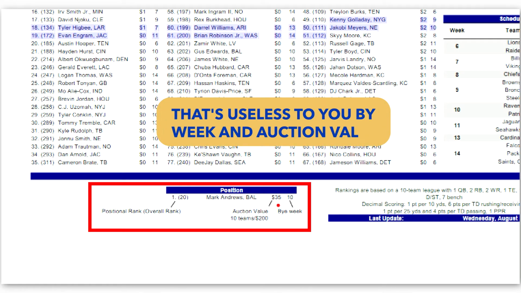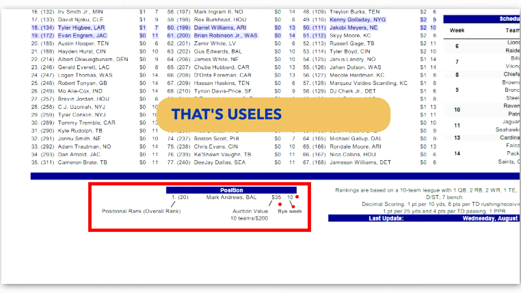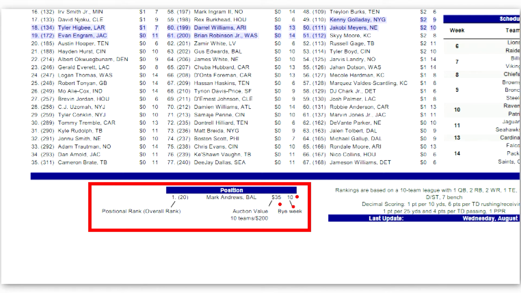You get a little additional info that's useless to you, bye week and auction value. Even that auction value, you might say, oh, well, that's useful. I'm at an auction. No, it's not, because the value, your auction value is going to be depending upon what the other values were that need to be set up according to flex scoring, etc. So again, if you don't have exactly these criteria in your league, you're not. This is a useless cheat sheet. And bye week is also useless information.